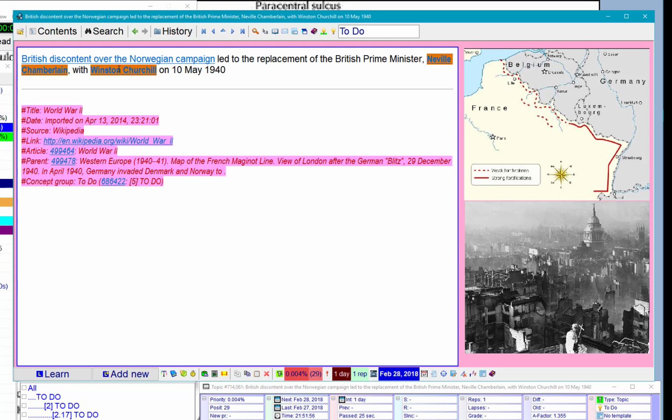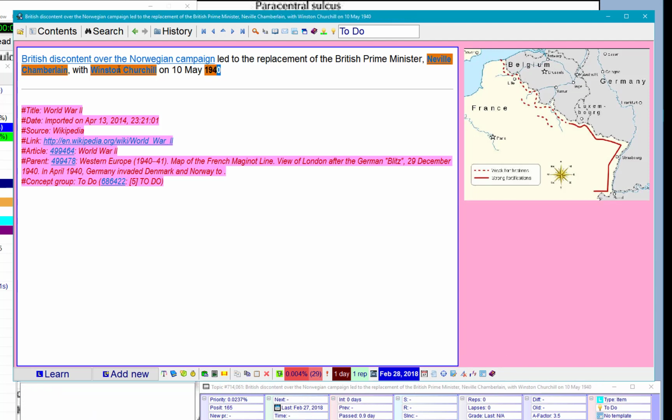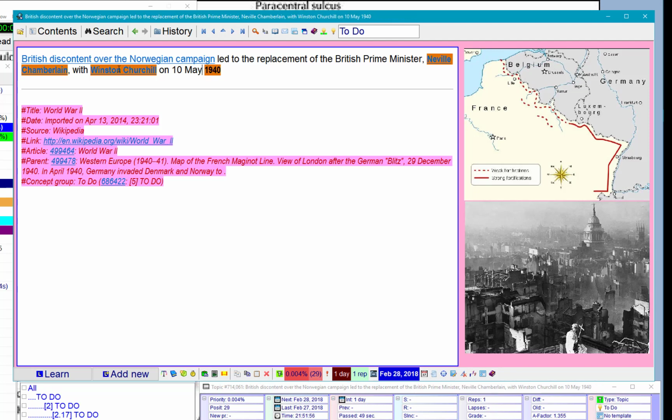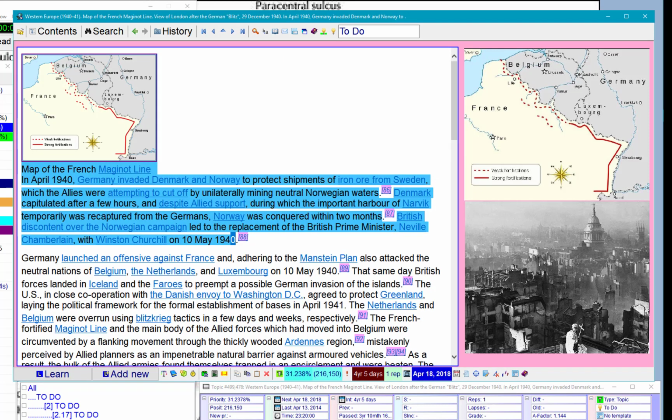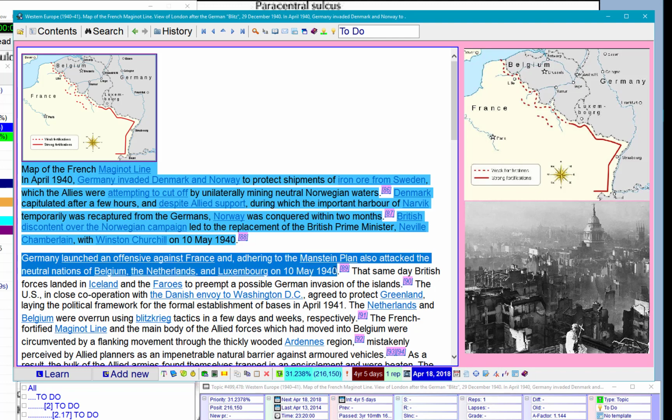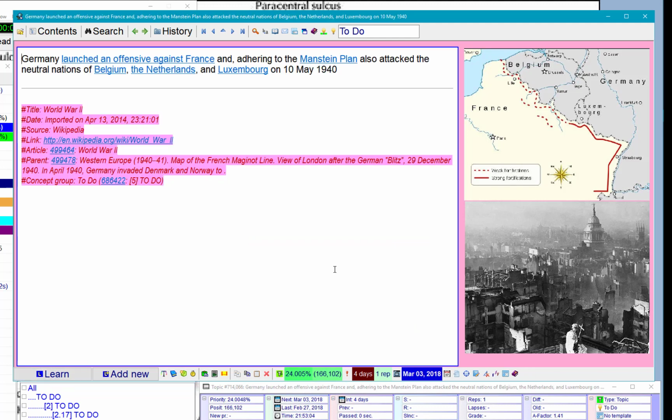And that happened in 1940. Maybe we even remember the day, May 10th. May for sure, maybe not necessarily the 10th, but it was May 1940. Something really important happened. Then Germany launched an offensive against France. Yeah, I will learn that. Germany launched an offensive against France.